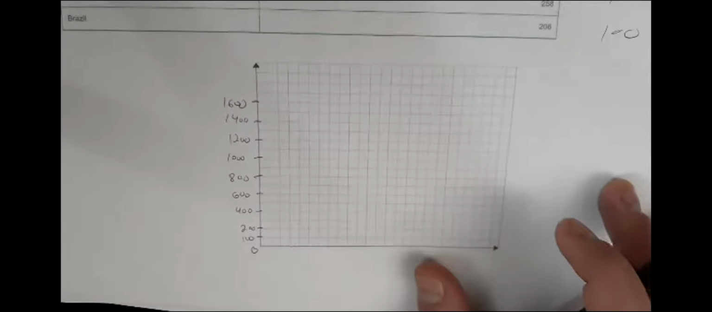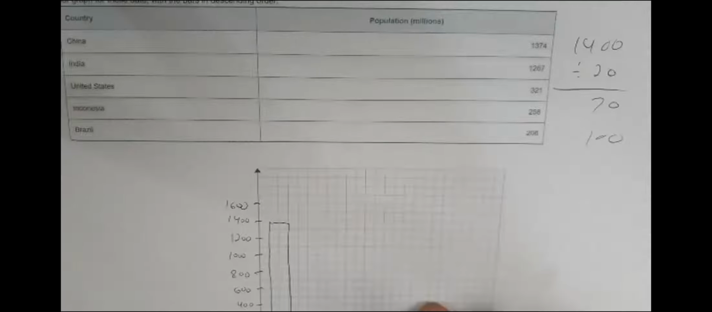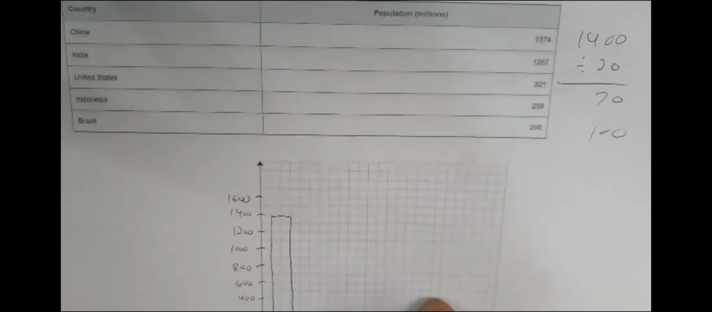So we want to do China, India, US, Indonesia, Brazil. I'm probably going to do them 2 wide. China. And I got to go up to 1400 about, right short of it. There's my China bar. Now I need 1267. So that's right short of 1300.